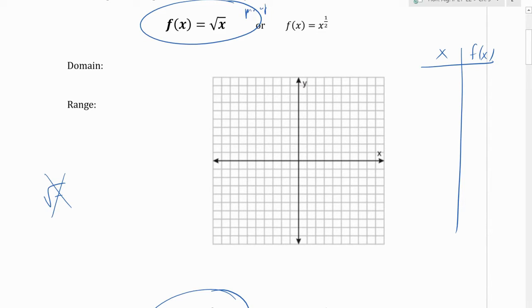Is it A-L or L-E? Ooh, I'm not sure. I'm going to say principal square root. I'm not sure which one it is. I probably should look that up.